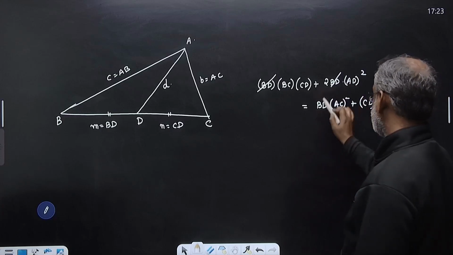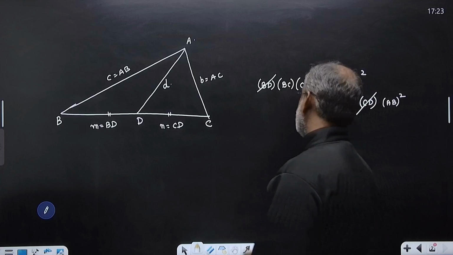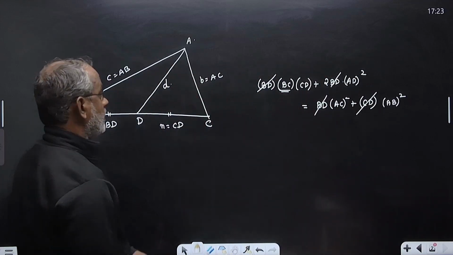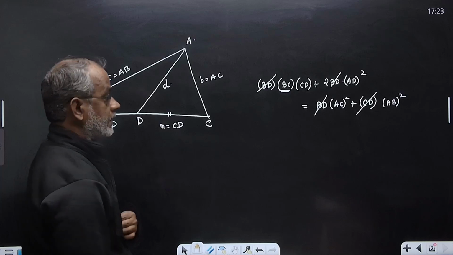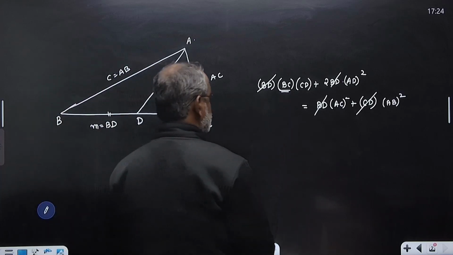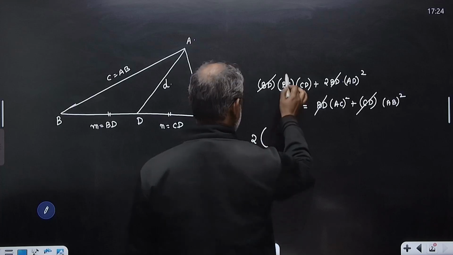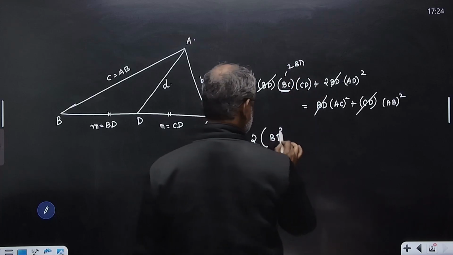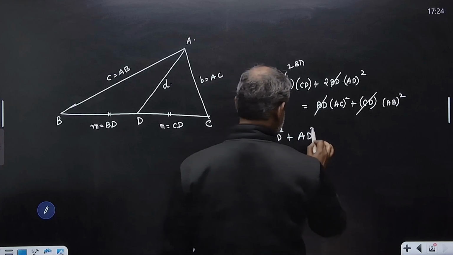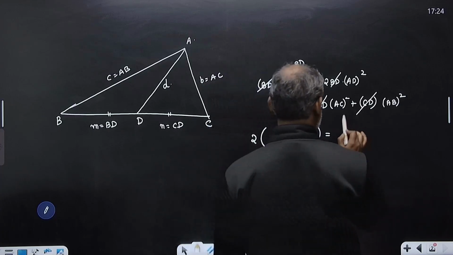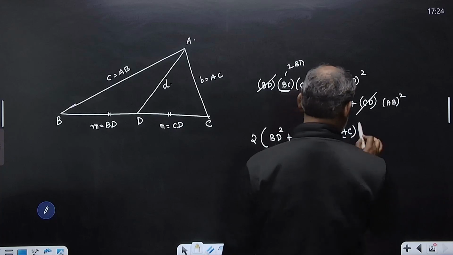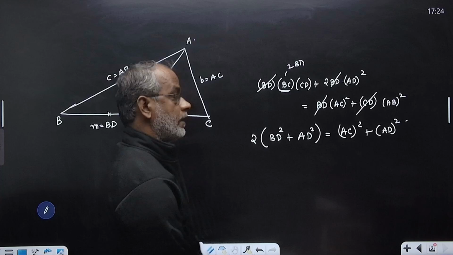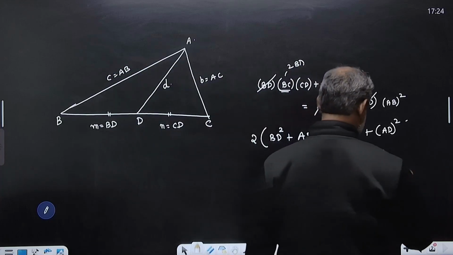So BD, BD, BD, CD and BD. What is BC? BC is nothing but 2BD. So you can say 2 times BD square plus AD square is equal to... This is called Apollonius theorem.